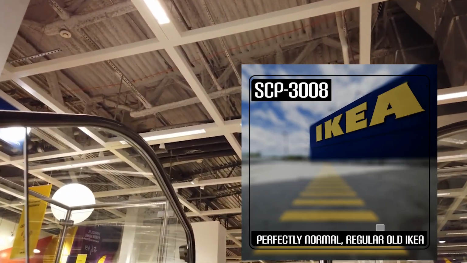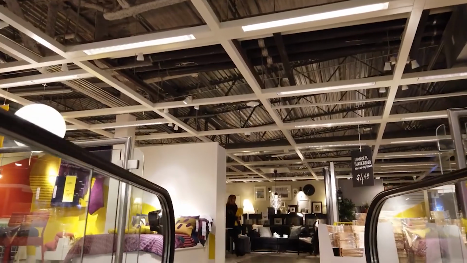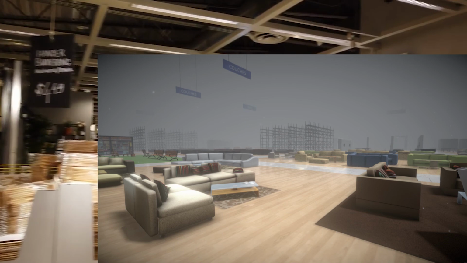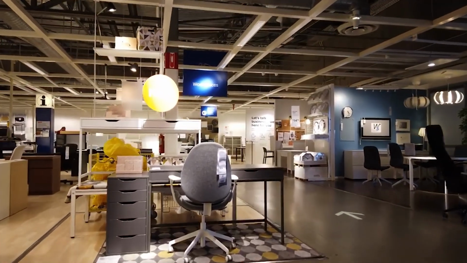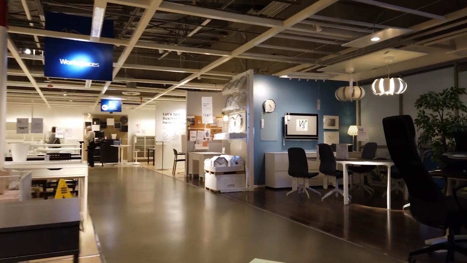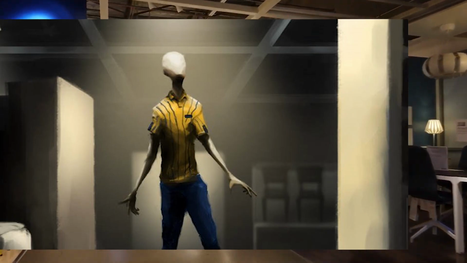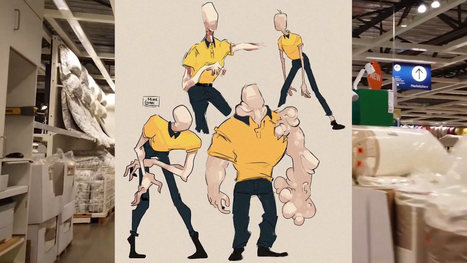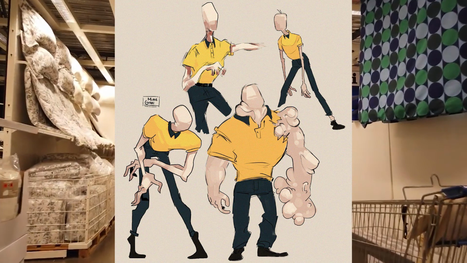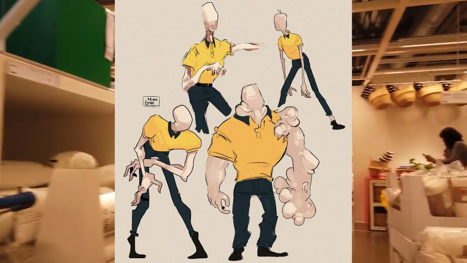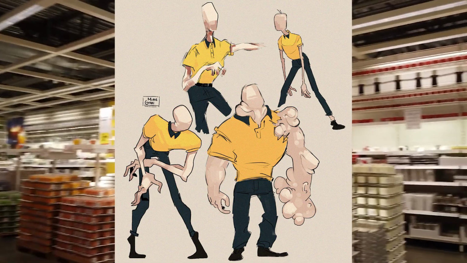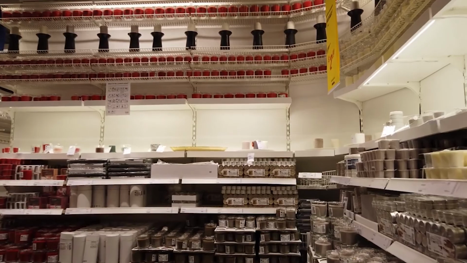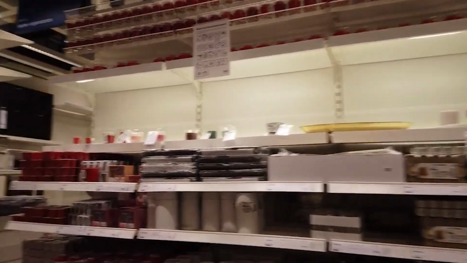SCP-3008 is a large, old-fashioned IKEA, well, at least from the outside. From the inside it is a seemingly endless maze with ever-changing exits. 3008 is occupied by SCP-3008-2 and survivors, seemingly from various dimensions as well as ours. And the 3008-2s are disproportionate beings that resemble to some extent IKEA workers, and they roam 3008 unless provoked, and they're extremely hostile during night periods.